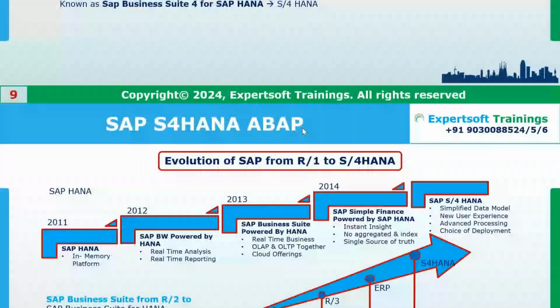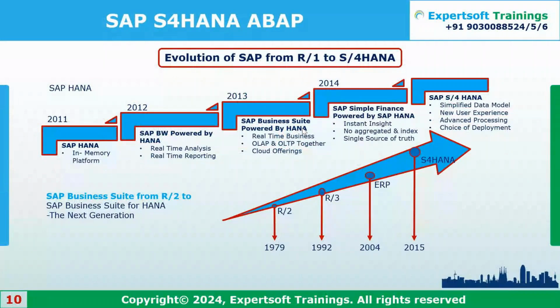Now, this is evolution. In 2011, SAP HANA came into the picture. Then there is another module, BW, which is also a part of SAP, used for reporting. Then in 2012 they came with powered by HANA. Then Business Suite came into the picture. What is Business Suite? Let me explain with an example.